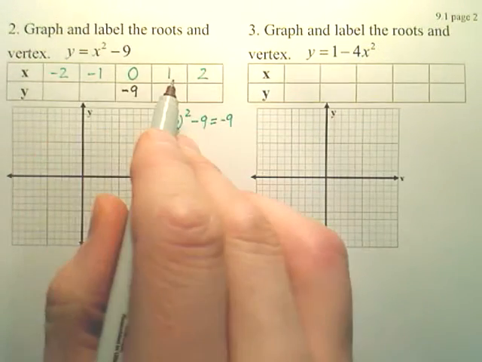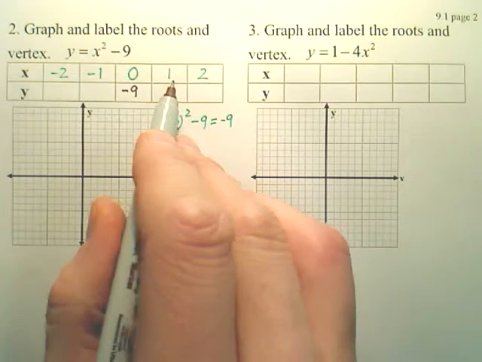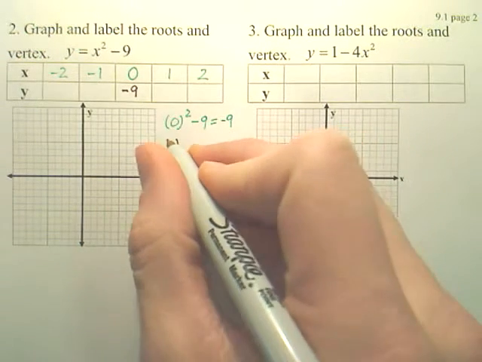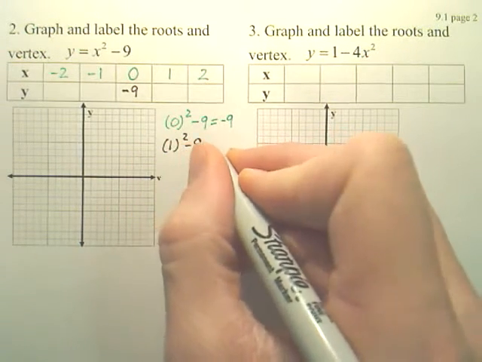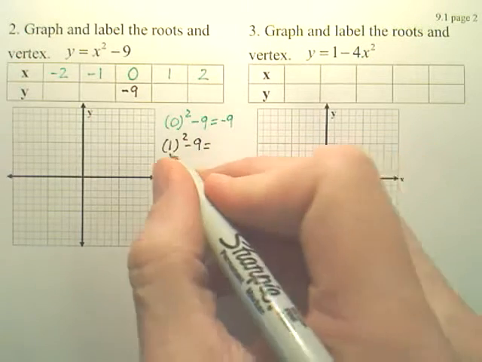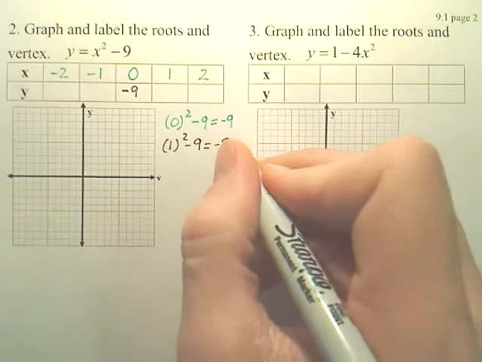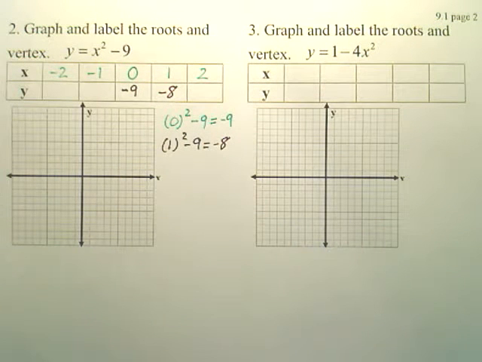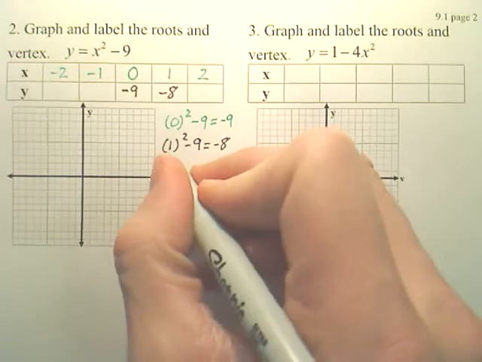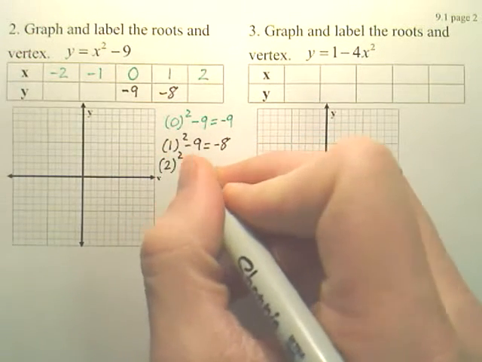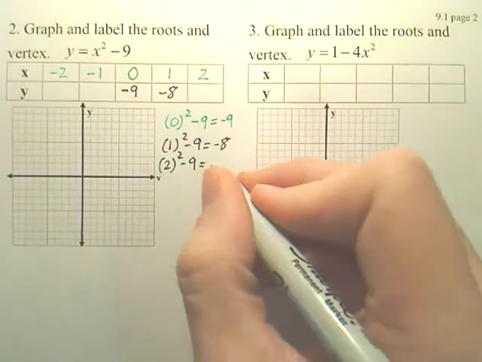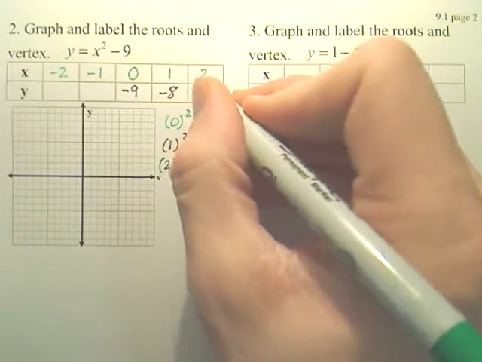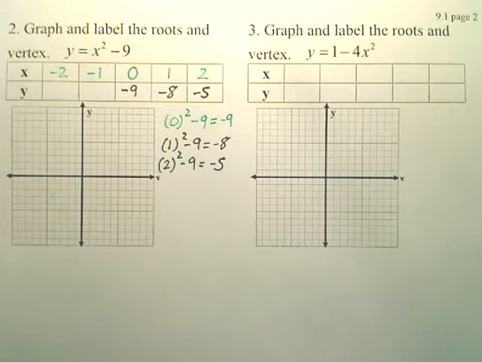Okay, do you want to plug in -1 or 1? 1. Probably 1's easier. So what's 1 squared minus 9? It becomes 1 minus 9, which is -8. The next one is -7. And then this one, let's do 2. 2 squared minus 9 is -5.